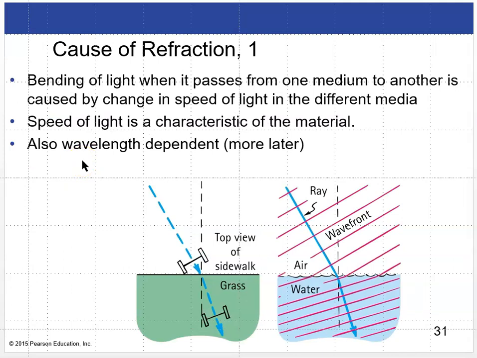This is kind of like what happens when light encounters a change in medium, a change in speed. So the bending of light when it passes from one medium to another is caused by the change in the speed of light in the different media. Speed of light is a characteristic of the material. It's also a characteristic of the wavelength in the material too, the wavelength of light.